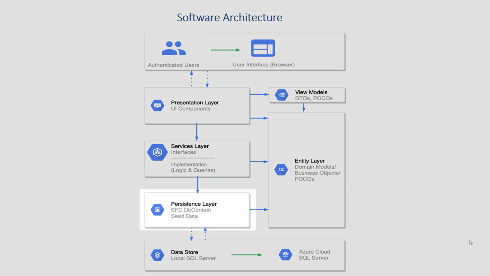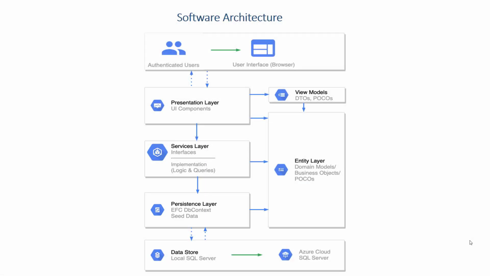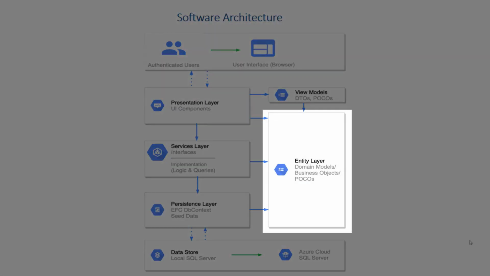Now the next layer that we have is the persistence layer. The persistence layer will contain the Entity Framework Core DB context. It will contain all our seed data, and also all our migration files will be contained within the persistence layer. And finally, we have the entity layer. The entity layer will contain all our business objects. So these entity layers are sometimes called domain models. Okay, so they're nothing but our POCO classes.